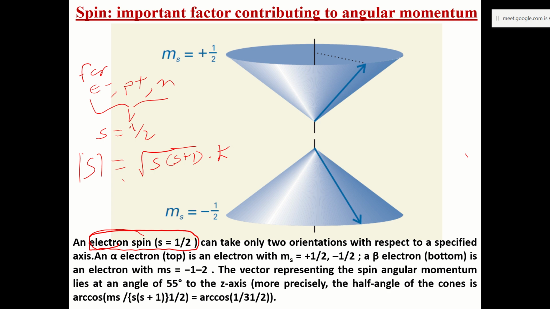So if it is half, you can have only plus half ms or minus half. And as long as I place this vector anywhere on the cone, it has the same z component. So the z component is ms h cross. So we are also showing the orientation in 3 dimensions. We are also displaying the uncertainty principle through our pictures.